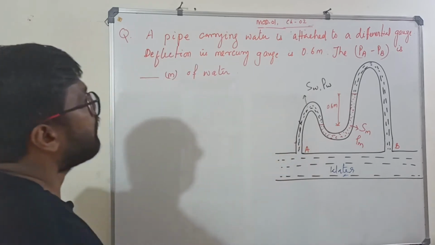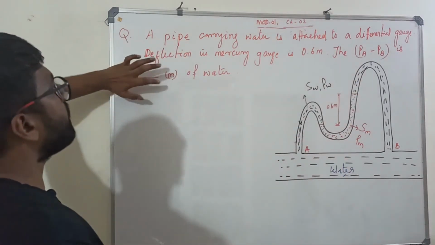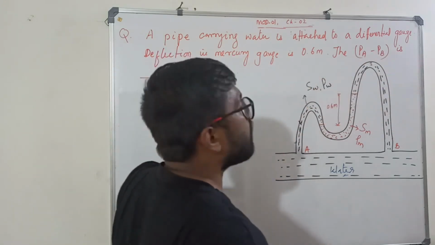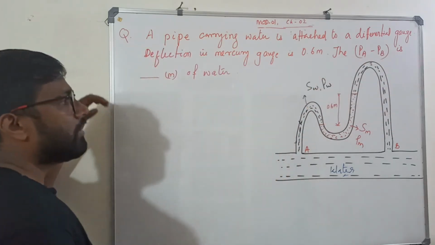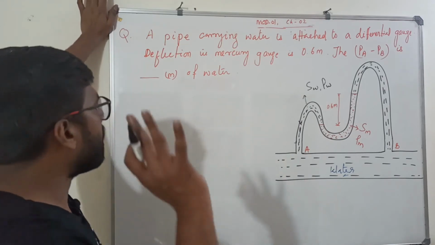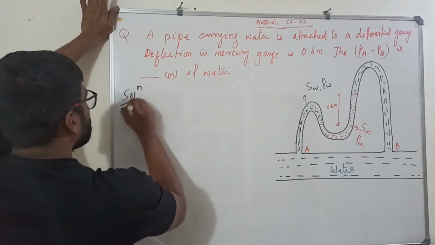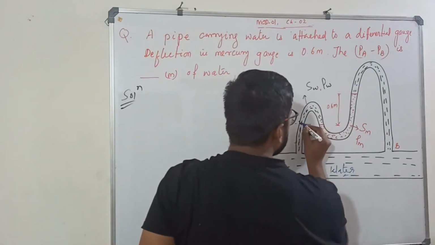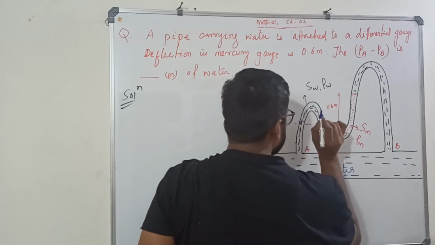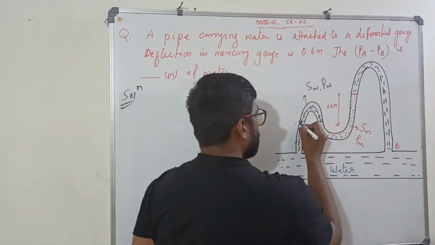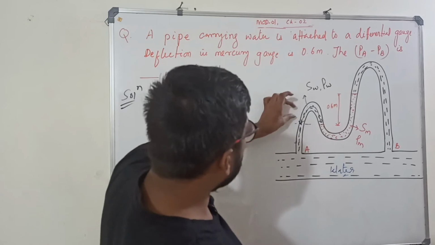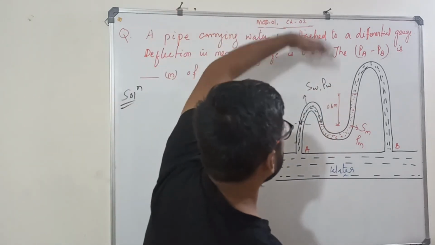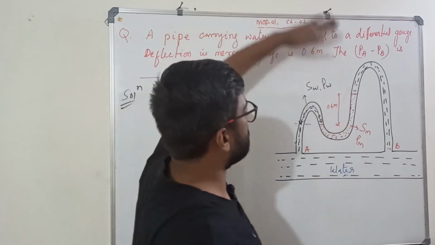Now what is PA minus PB in meter of water? They have asked for the difference in pressure head in terms of water. Now we'll solve. First we'll recall Pascal's law. If there is a continuous uniform fluid, the pressure at both points is the same. So the pressure here equals the pressure here. So omit it. We are not using this anymore.